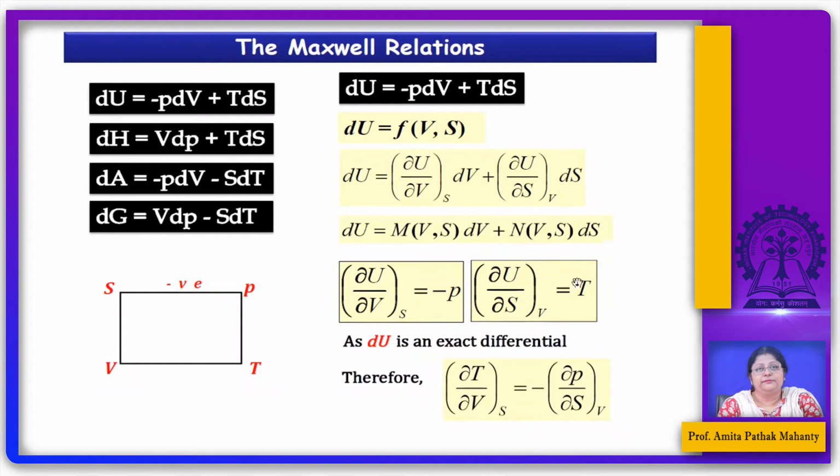And what will be the double differential from this side? It will be the differential of temperature with respect to volume, keeping entropy constant. And since the double differentials should be equal, because it's a state variable, the change in temperature with respect to volume at constant entropy should be equal to the change in pressure with respect to entropy at constant volume with a negative sign, which comes from the equation. Am I clear?